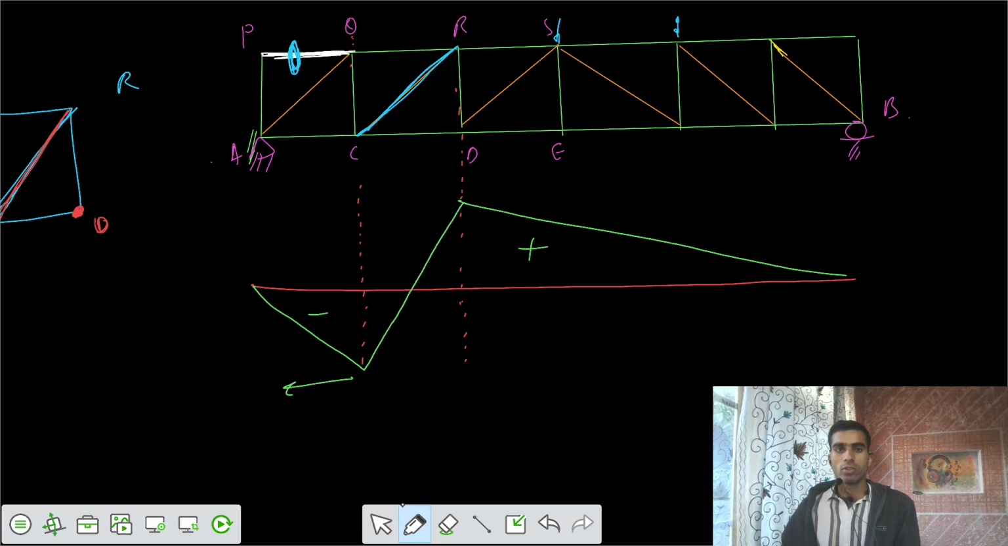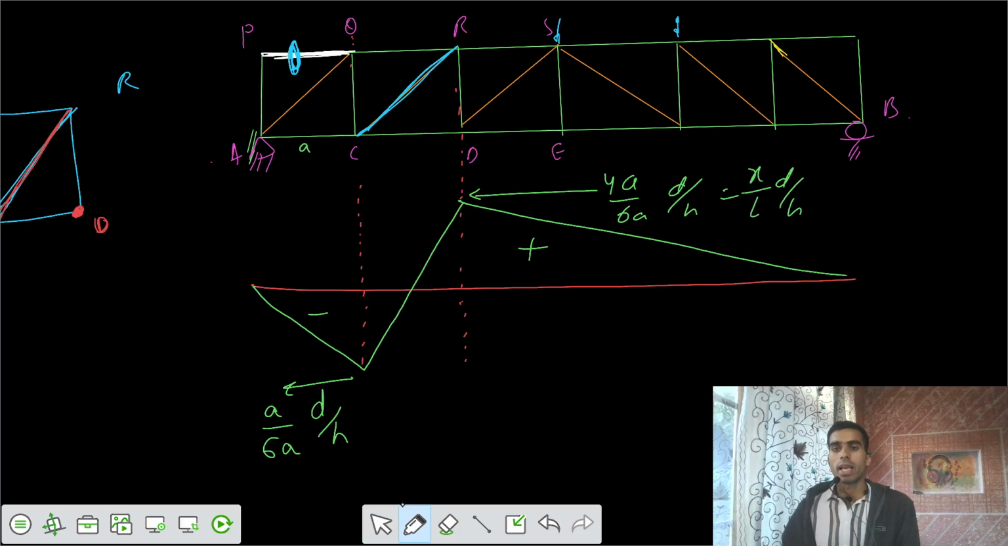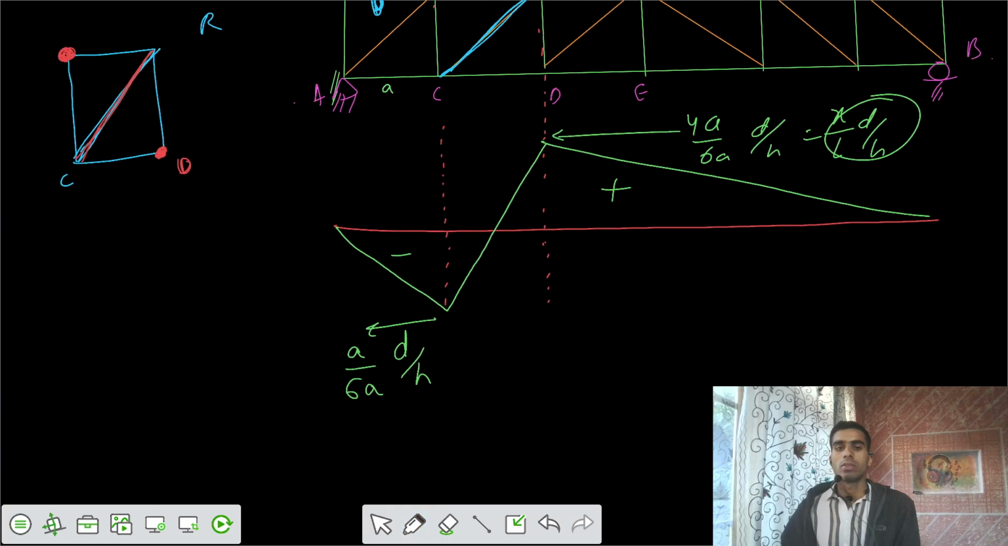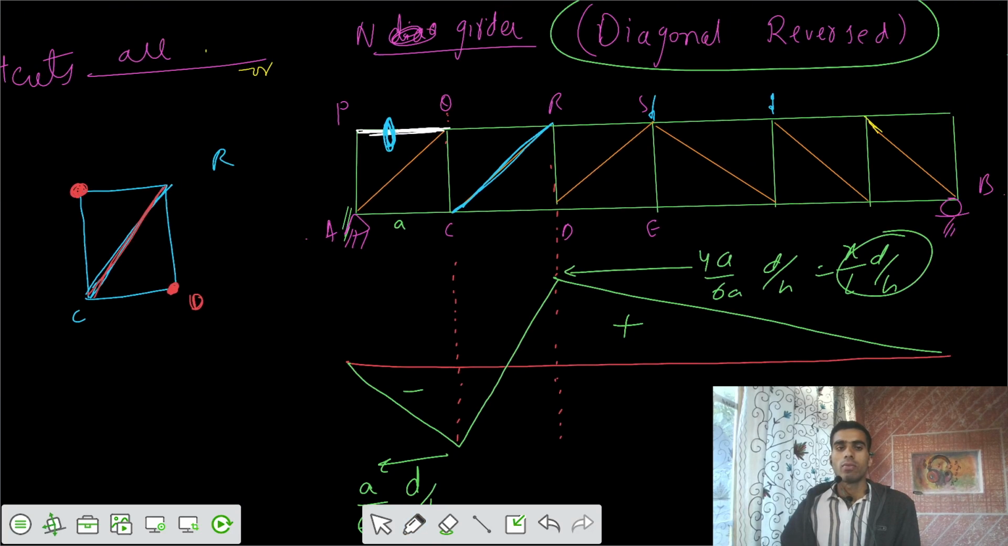So I would say, let's say the panel length is A, this value is A by L and D by H, this factor of D by H, because this is a diagonal member to have that sine component. So this is a factor of cosecant theta, D by H. And this value is 4A by 6A, D by H, or we can say X D by LH. So this is your diagram for the member. This was for the member RC, diagonal member ILD.